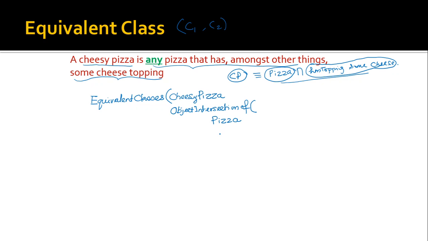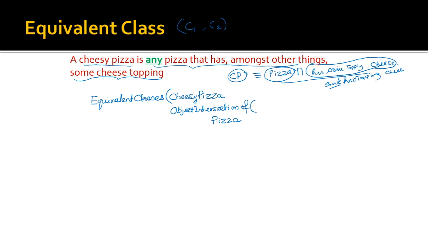So intersection of pizza. And what is the second thing? The second thing is that it has some topping. So if we try to put it in a correct way, has some topping cheese, right? Now we'll try to model this using the has topping property. So basically we will be modeling it with has some topping to be cheese.